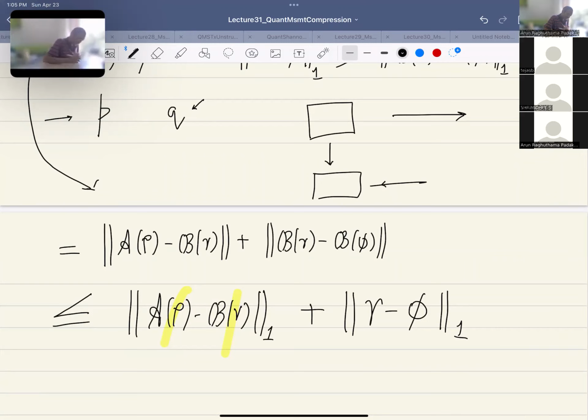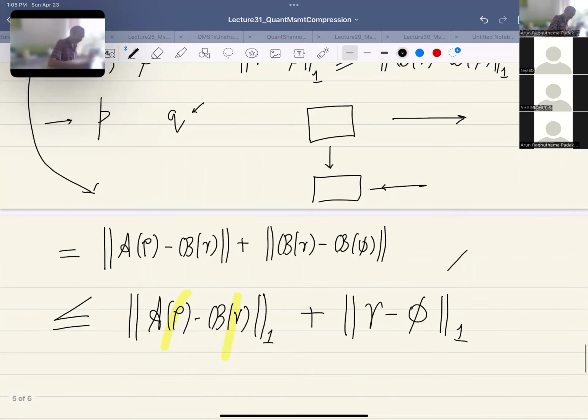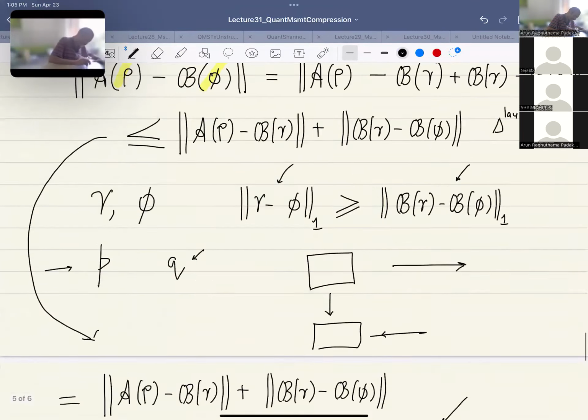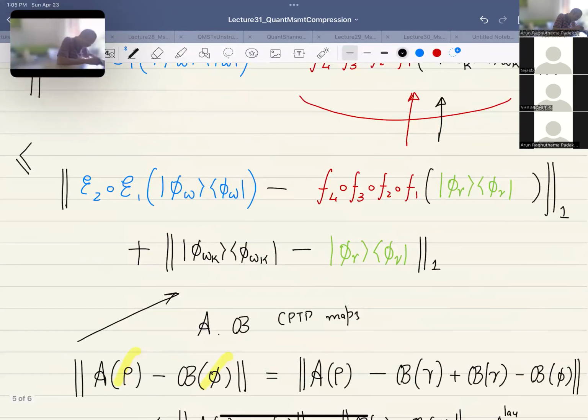I was supposed to operate B on phi, but don't worry, gamma is not very far away from phi. So I'm going to operate B on gamma, and I'll show B gamma is close to B phi. And I'll also show you that gamma is close to phi. That way everything is maintained. So this is the trick. This is a very important trick. I'm going to use this trick. So this is my rho, this is my phi, and this is my gamma.